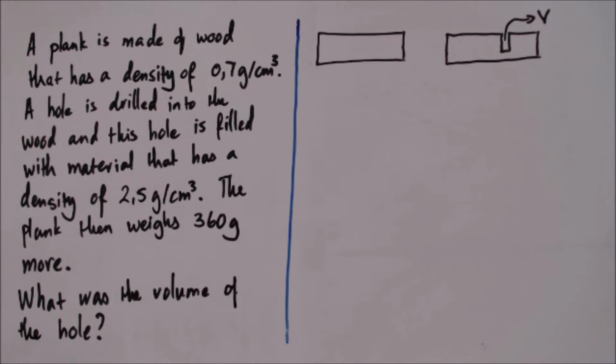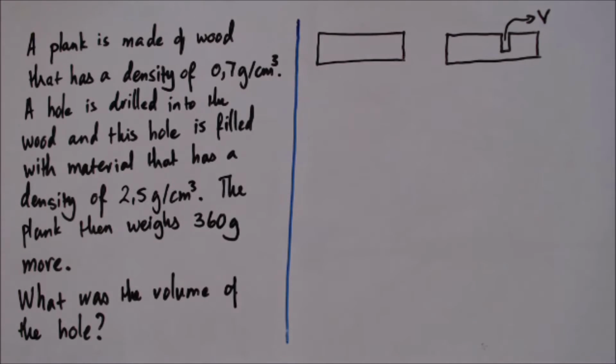Now, a hole is drilled in that wood, and then that hole is filled with a material that has a density of 2.5 grams per centimeter cubed. Now, you're then told that the plank then weighs 360 grams more than it did in the beginning, and the question is, what was the volume of the hole?